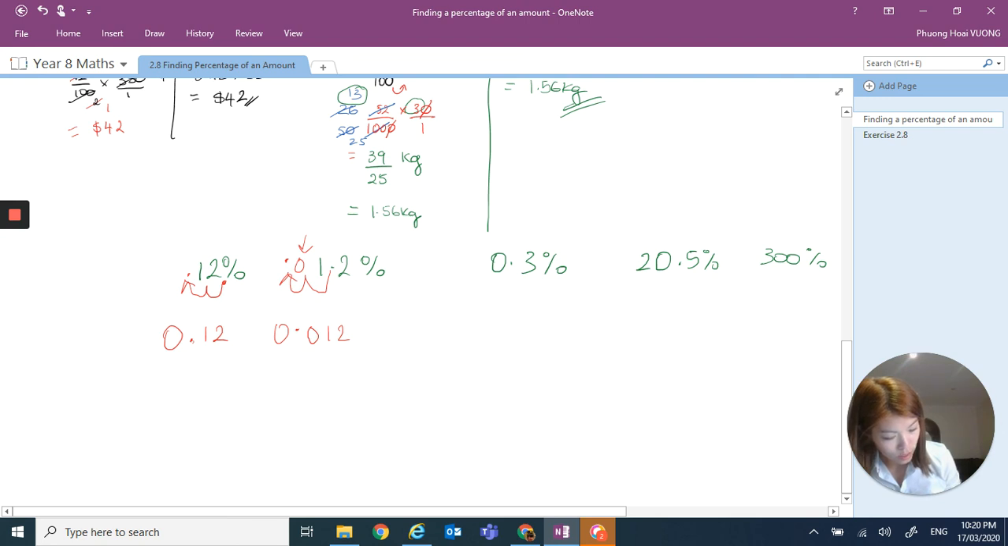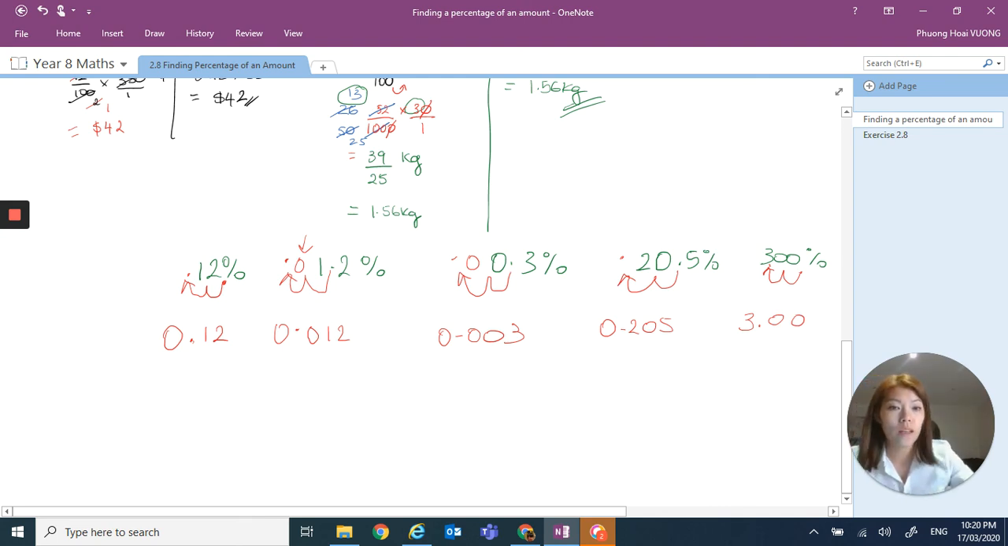Move the decimal twice again, 1, 2. Put the dot. So now we have 0.003. For this one, we move it twice again. So 1, 2. Put the dot there, 0.205. Last one, this one's tricky. Put the dot, 1, 2 there, right in the middle there. I don't know if you can see it. 3.00. So that's how you convert again from percentages into decimals.